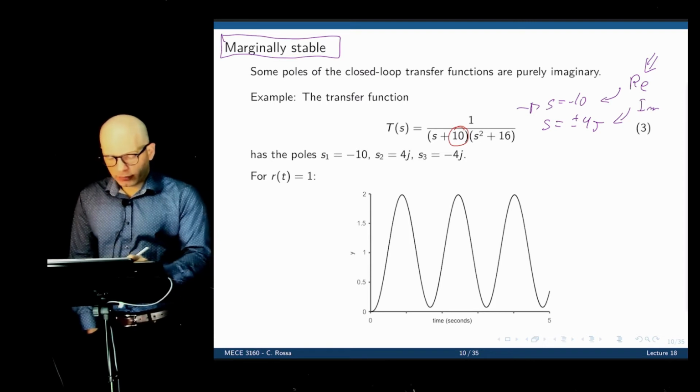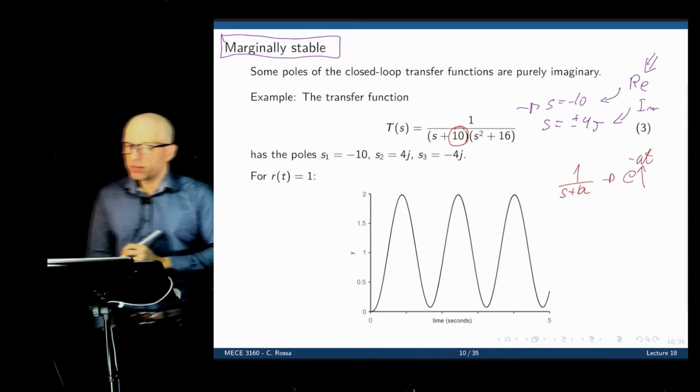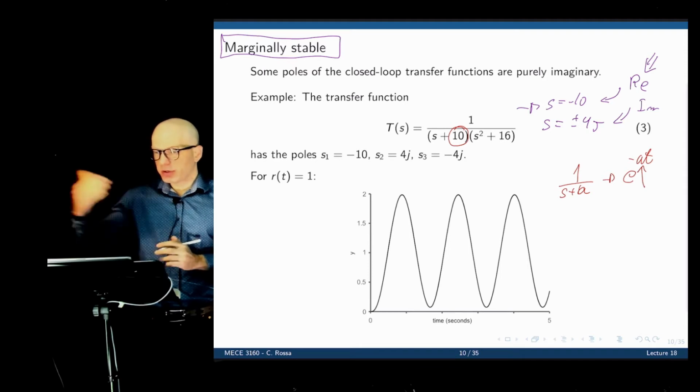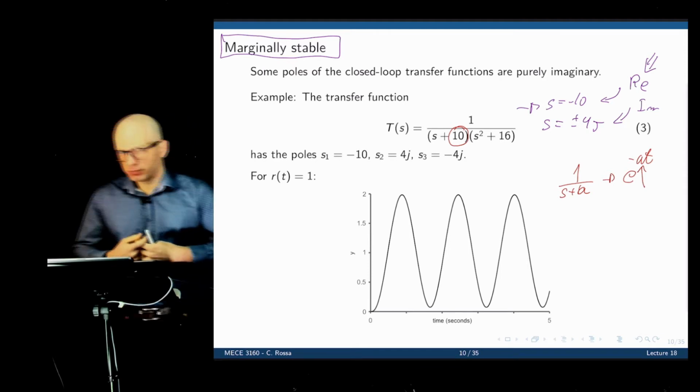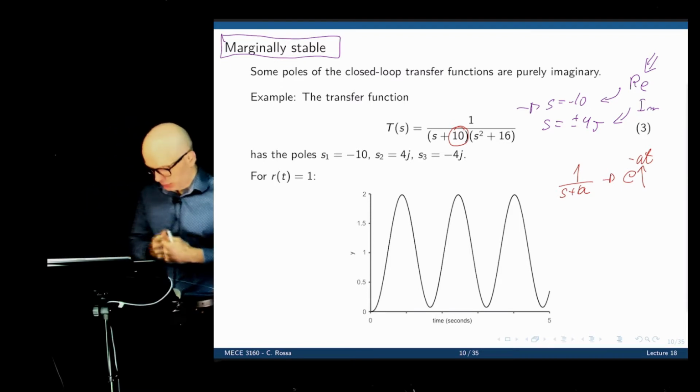So if you have, for example, 1 over s plus a, this would be in time domain exponential of minus at. So the larger a, the farther it is from the imaginary axis, the faster it disappears. Okay, good to know. Right. Thank you.